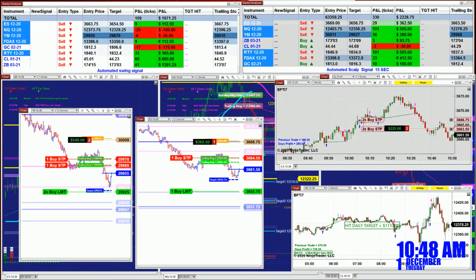What we did, we put in very realistic numbers. You can trade it with 1 contract, 2 contracts, whatever you want to do. Modest daily profit, you know.